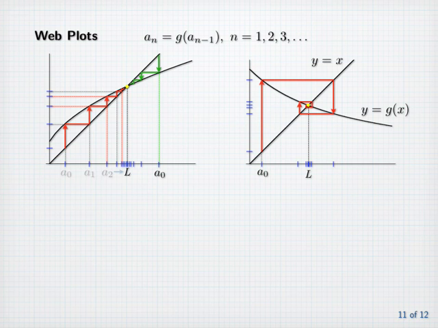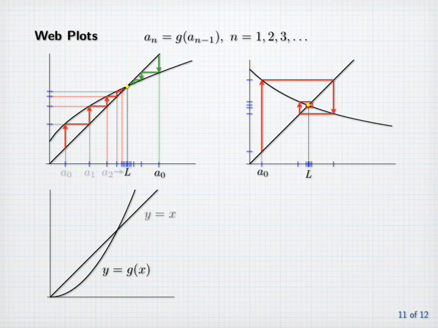Now suppose that the graph of g looks like this. Notice that near the point of intersection, the slope of the graph of g is greater than 1. Now suppose we begin with an A0 that's fairly close to the x-coordinate of the point of intersection. We begin the web plot by drawing a segment from the line y equals x to the graph of g, followed by a horizontal segment from the graph of g over to the line y equals x, and so on. Notice that the sequence is actually moving away from the x-coordinate of the point of intersection on the graph.